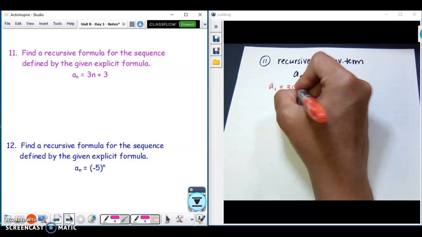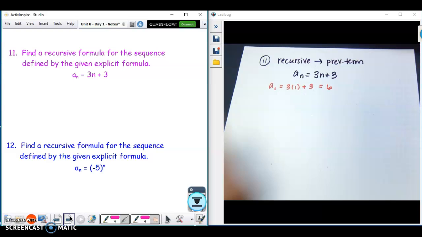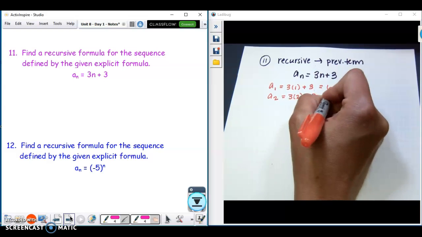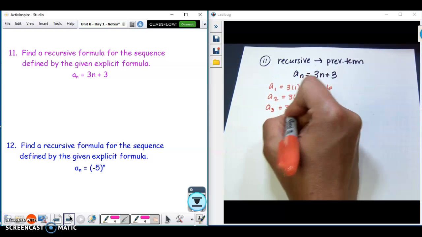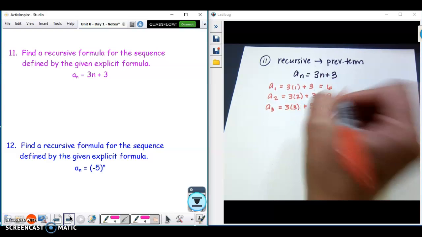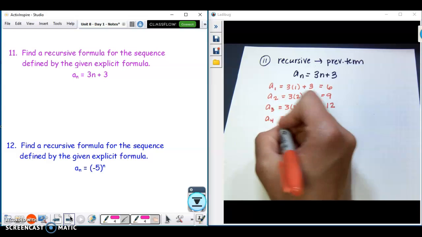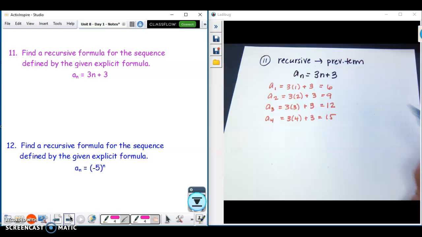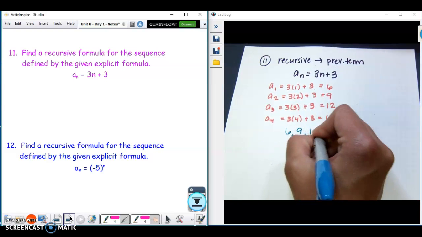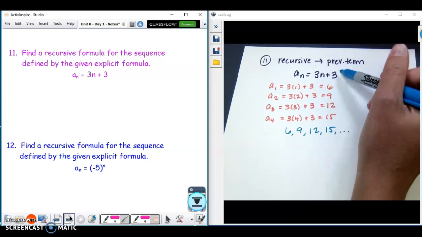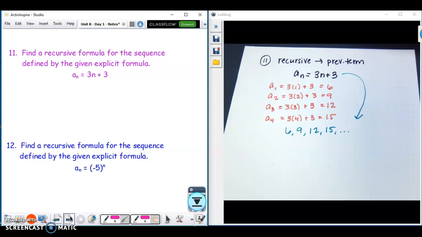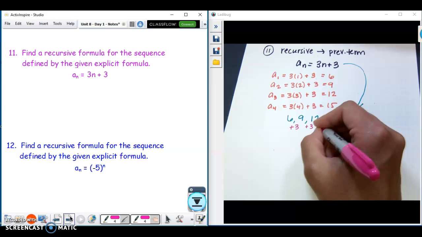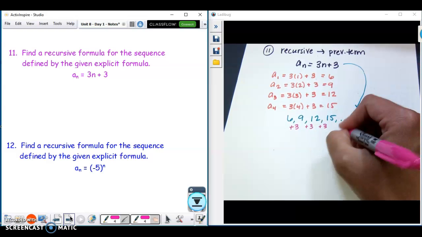So I'm going to do a sub 1, which would be 6, a sub 2, which would be 9, a sub 3, 12, a sub 4, which would give me 15. So instead of having to work with this formula here, I can now work with just the sequence that we need to work with. So this is the same thing as this. Alright, so what is happening from term to term to term? We are adding 3 from term to term. Okay, so we are adding 3.